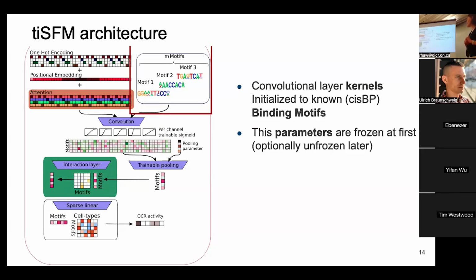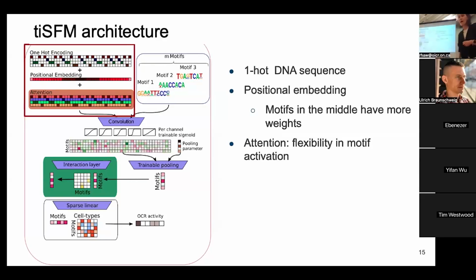Okay, fine. So this is the architecture. We start out like any other neural network sequence to function model, where we have convolutional layer kernels. The one thing that we do differently, but actually people do this quite a bit in the literature if you really read the methods section, is you initialize it with known motifs. We freeze these parameters at first, and then we can optionally unfreeze them later and let them be optimized as well.